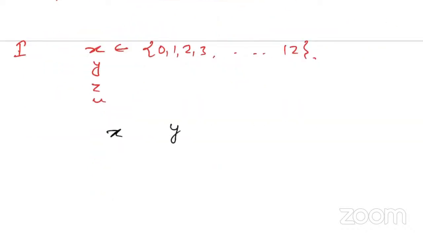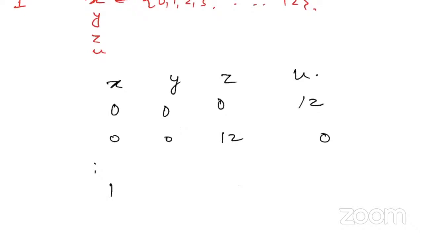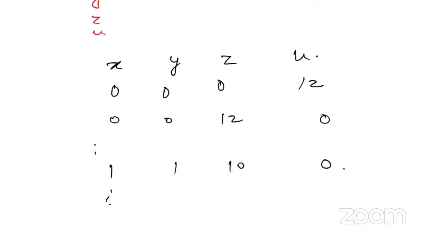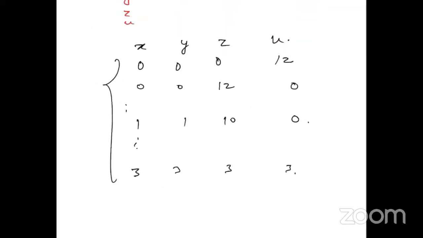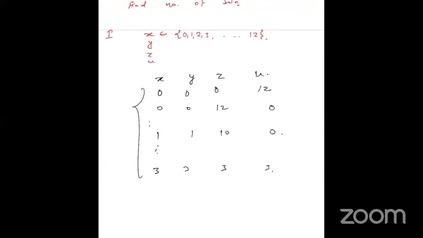If you want to count, this will be 0, 0, 0, 12, then 12, 0, 0, 0, and so on. Then 1, 1, 10, 0, then it will interchange in that way. So a lot of options will be there. One case will be 3, 3, 3, 3, right? So it's very difficult to count this.